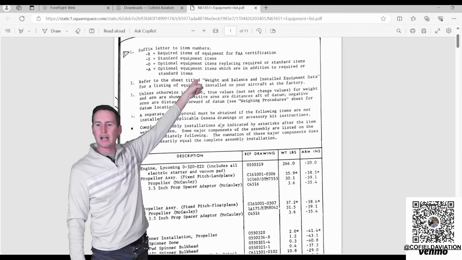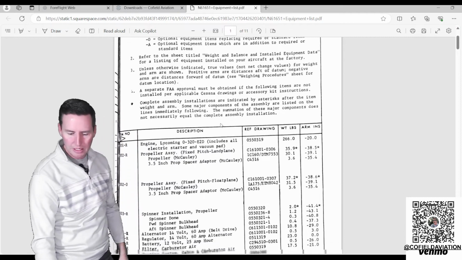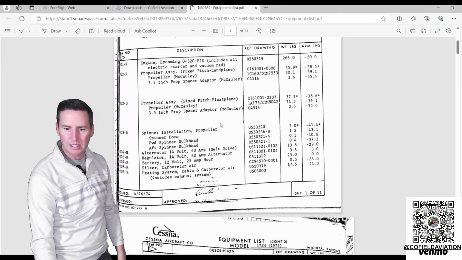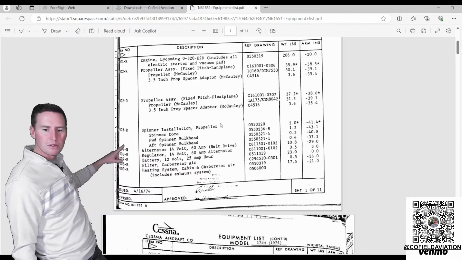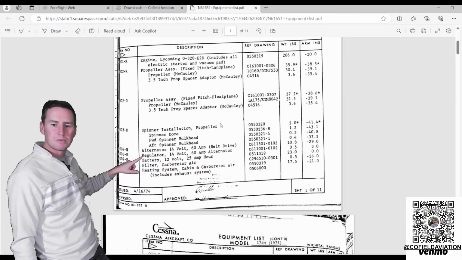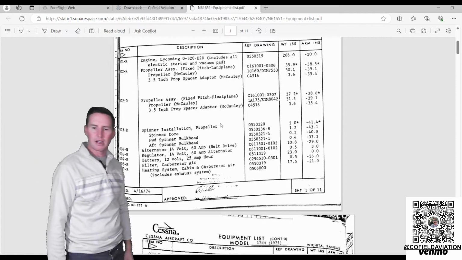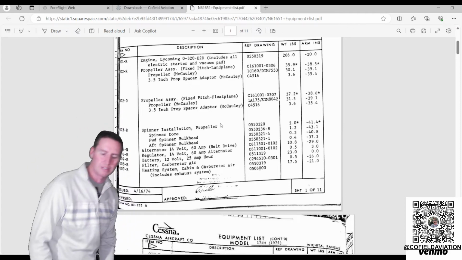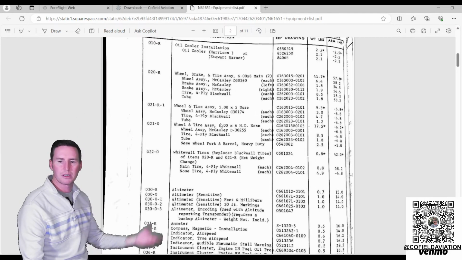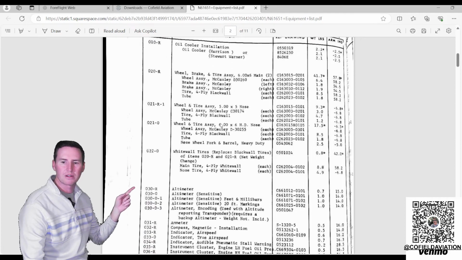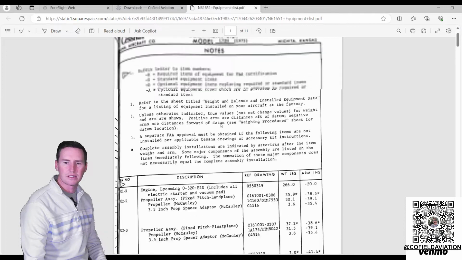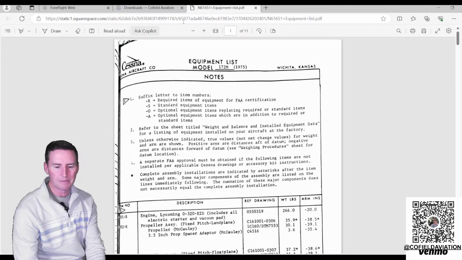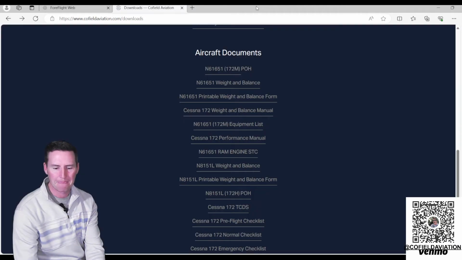R means it's a required item for FAA certification. So let's just say it was the alternator. If you look right here, there's an R, so it's required. So you cannot take off if your alternator is not working. You would just rock right through here. Pretty self-explanatory. If it has an R, it's required equipment. And again, all that is listed on the website.